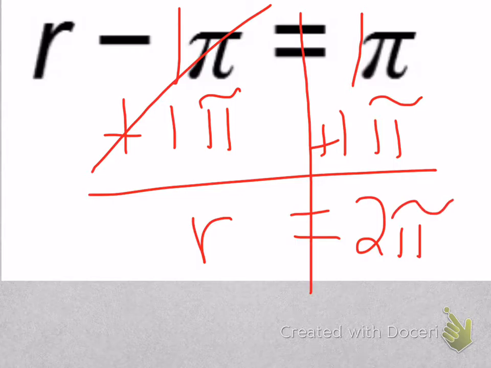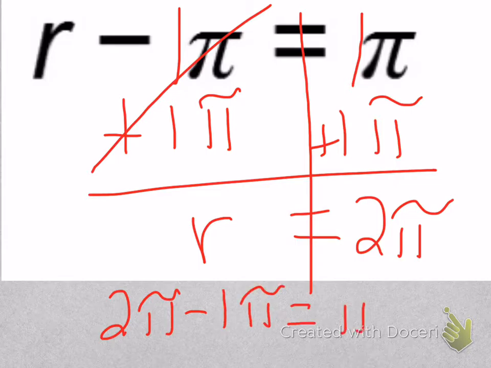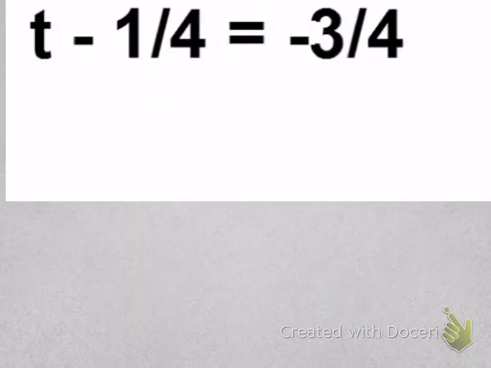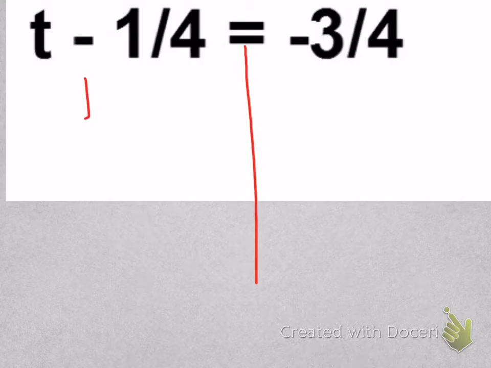So 2 pi is r, so let's test it. 2 pi minus 1 pi equals 1 pi. So we're all checked out. Here's another one with fractions. Don't get thrown off because you see fractions. Doing the same thing. The opposite of minus 1/4 is plus 1/4.